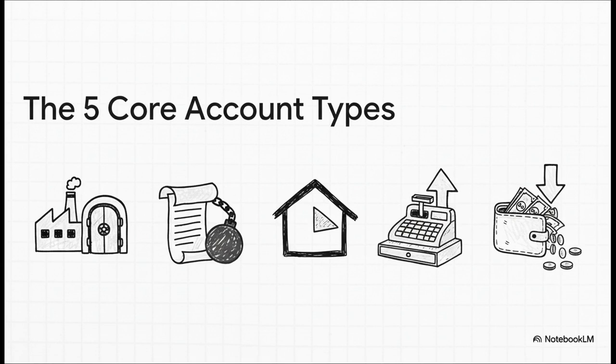Fourth is revenue. This is the good stuff, the income the company earns from doing what it does, selling its products or services. And finally, expenses. These are the costs you have to incur to generate that revenue, things like salaries or marketing.